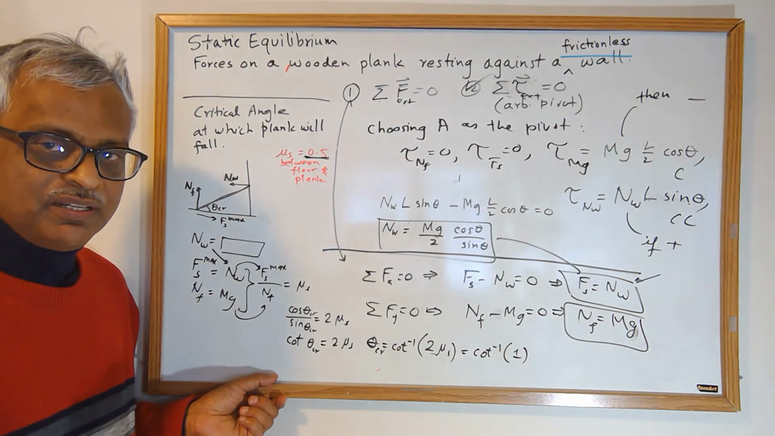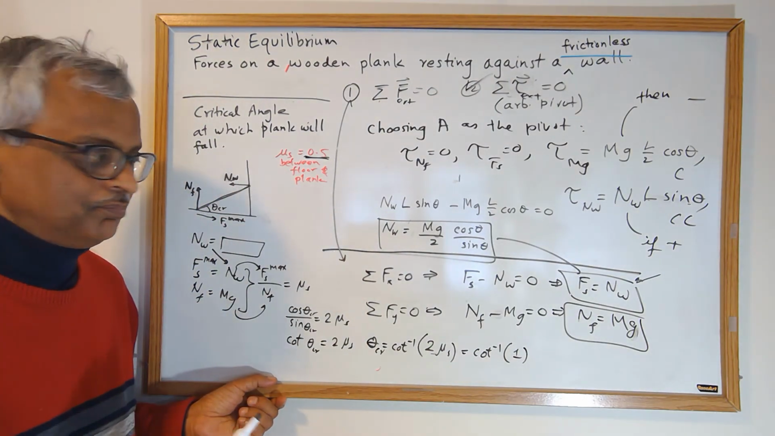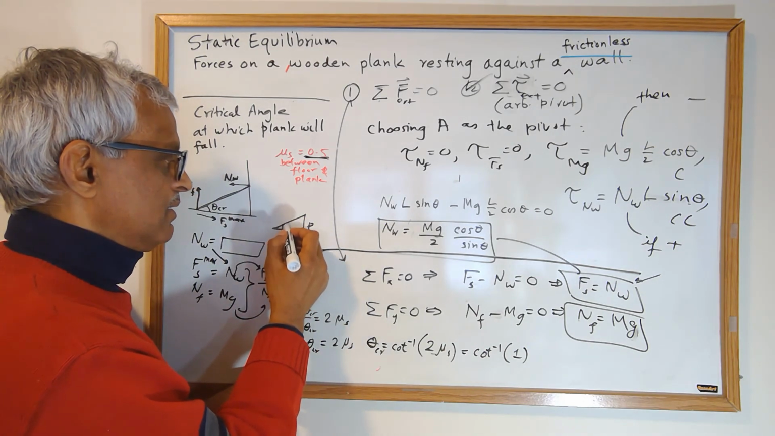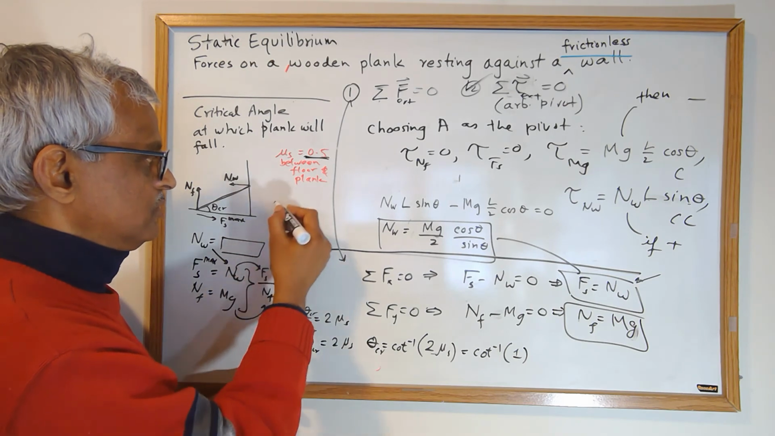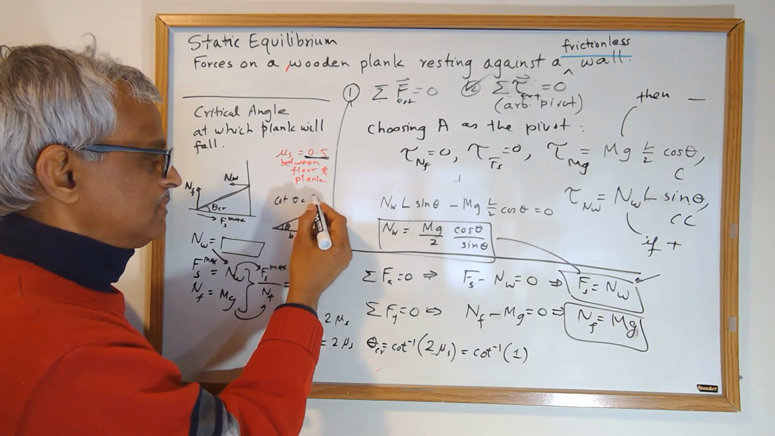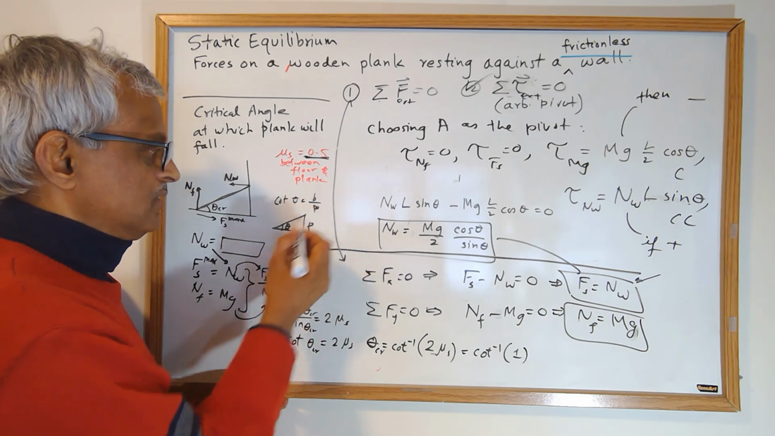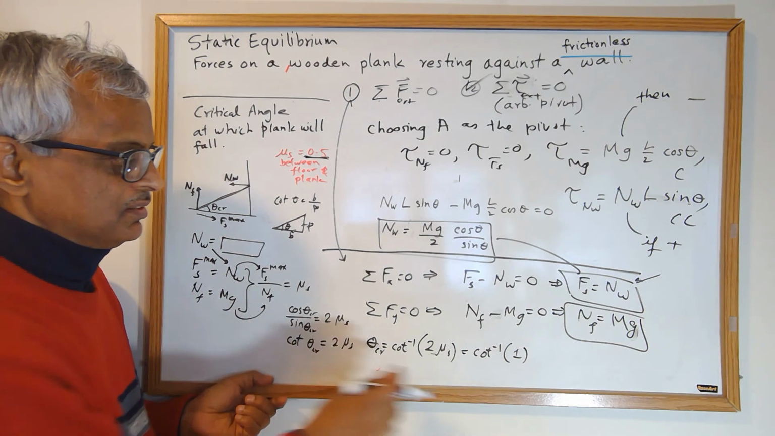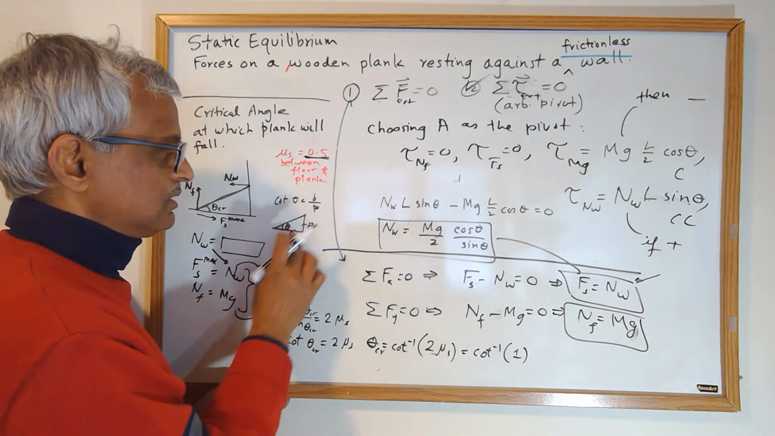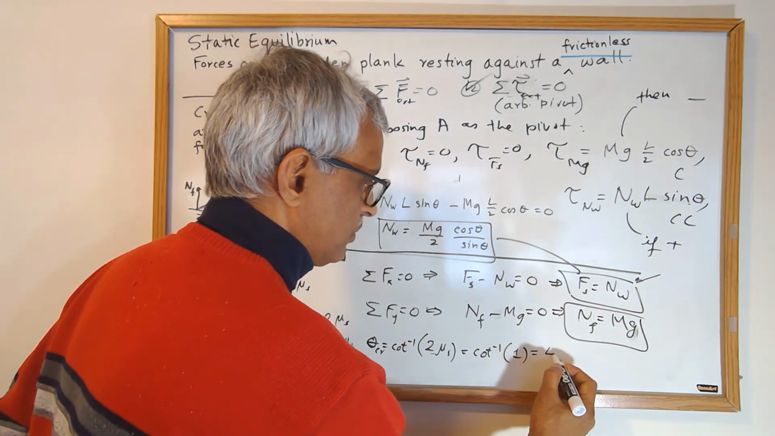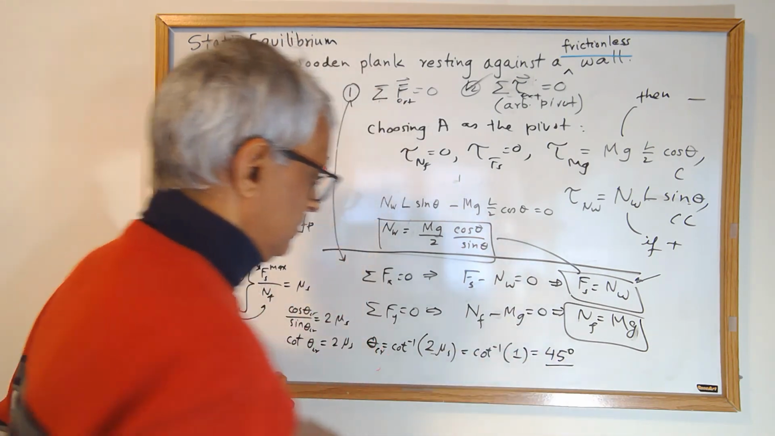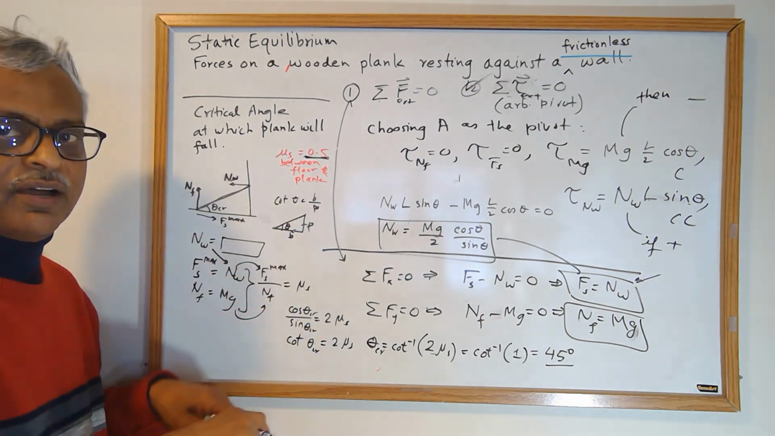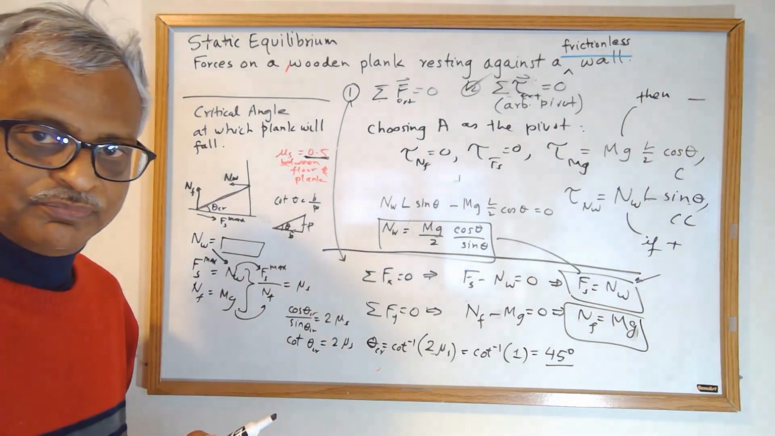So you have arc cotangent of 1. You may remember tangent is perpendicular over base, P over B. So cotangent is B over P. So it is saying that this and this have to be equal. What's the angle at which this and this are equal? And that's it, at 45 degrees. So anything less than 45 degrees under this condition, it will just slide down. So I'm going to stop here now. Hope this helps.